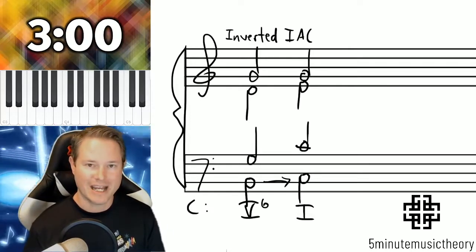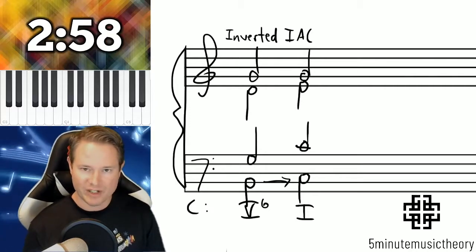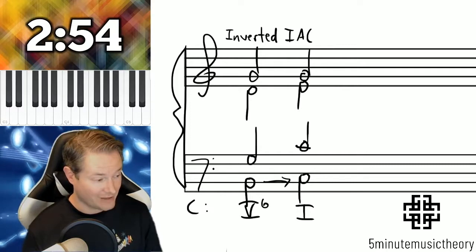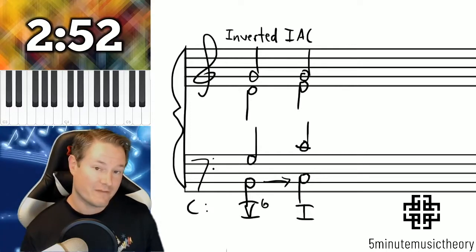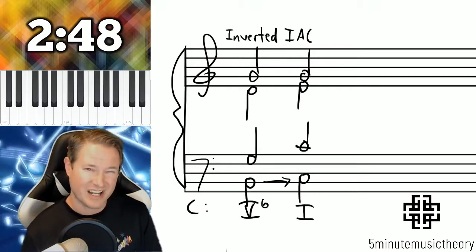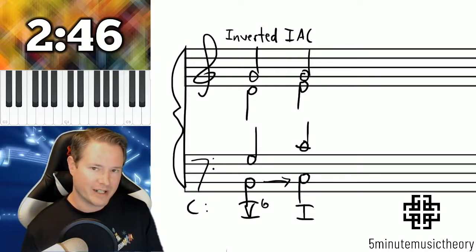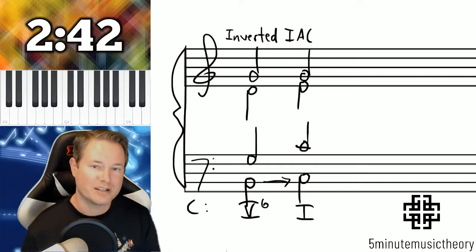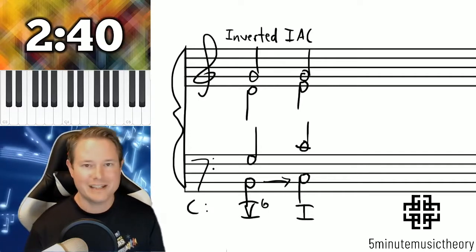There's our inverted IAC. So the A, remember, is authentic, which means that it's some sort of a dominant function to tonic function, which we have here. And the thing that makes this an inverted IAC is that it's some sort of an inversion. This is the most common because it's kind of tough to resolve a dominant chord into a tonic 6, although it is possible. This is by far the most common type of inverted IAC.